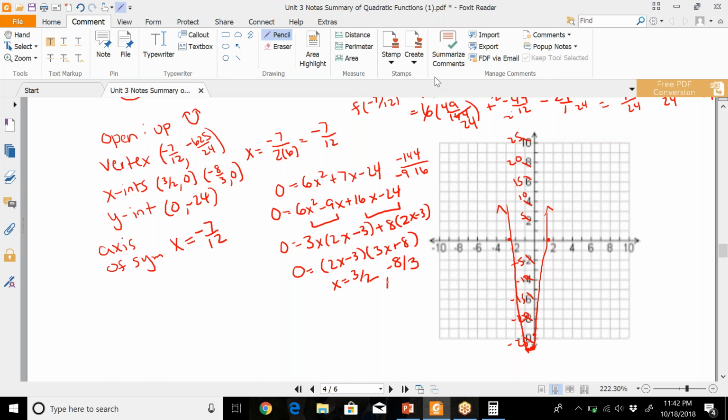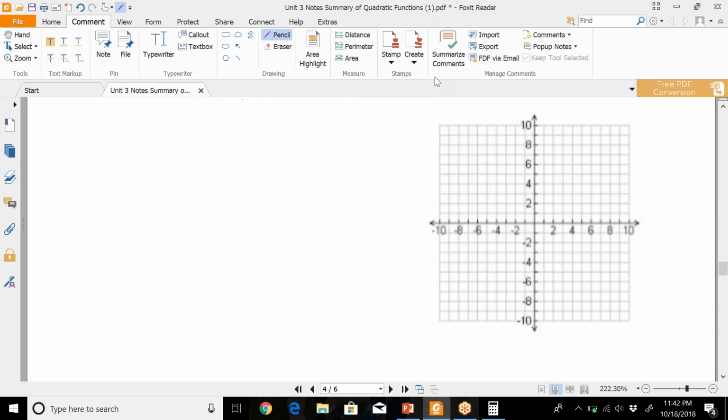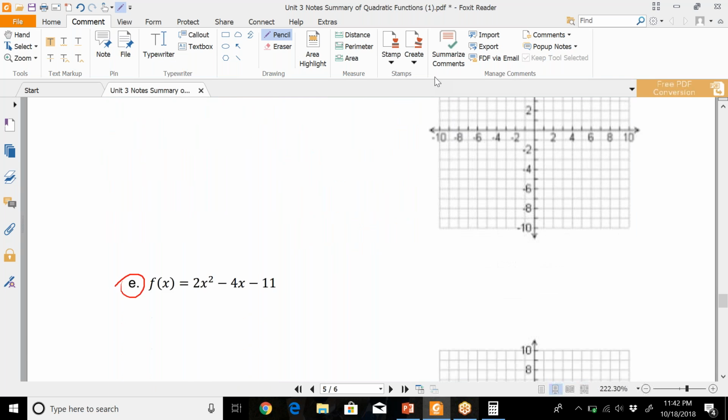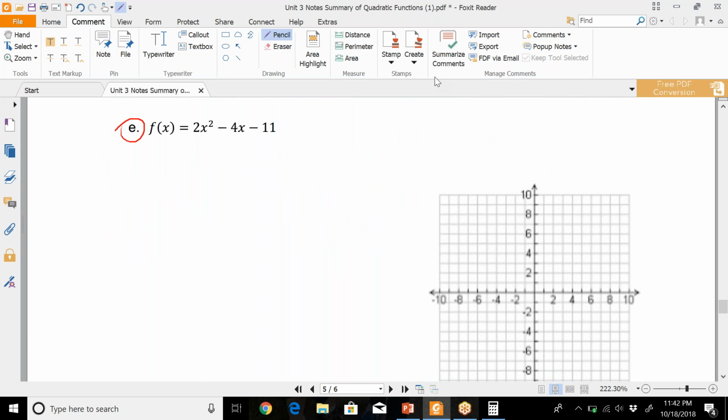So sometimes these are nasty. Sometimes you get nasty fractions and you just have to work with them. All right, so let's look at the other one we skipped in class, which is E. Again, this one opens up because the leading coefficient is positive. Vertex, this one's going to be a little bit easier to find, not as nasty. So negative b over 2a is going to be 4 over 4, so that's going to be a 1.